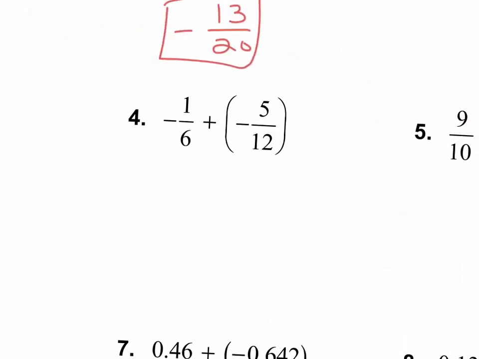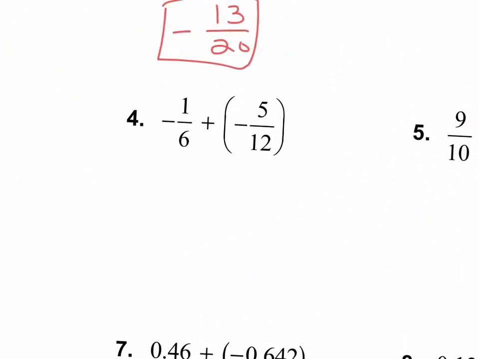Alright, moving right on. First step, get a common denominator. This 6 needs to become 12 because 6 and 12 are multiples, so I have to times this by 2, times this by 2, so this becomes negative 2 over 12. And then this is already there, so it's a positive plus a negative 5 twelfths.